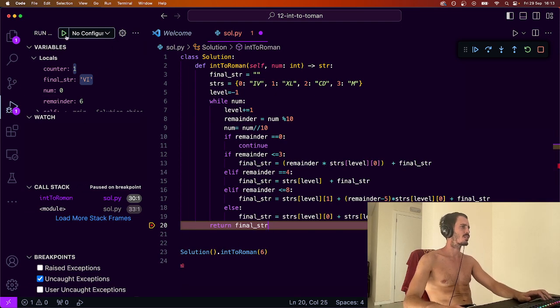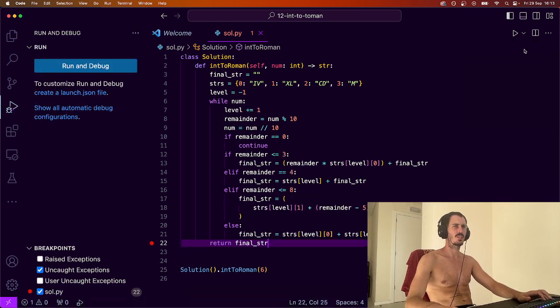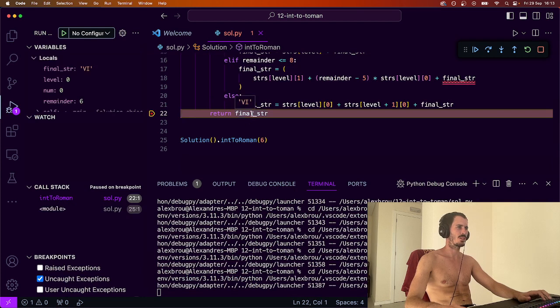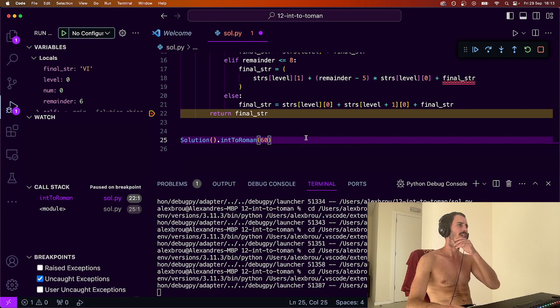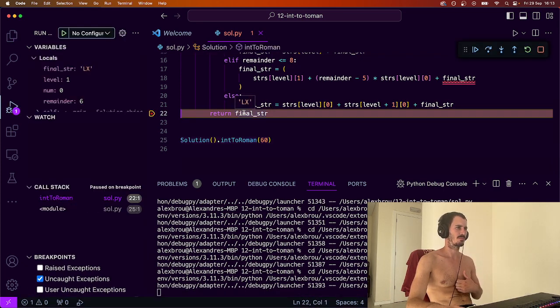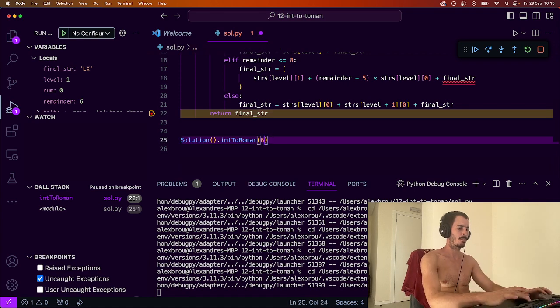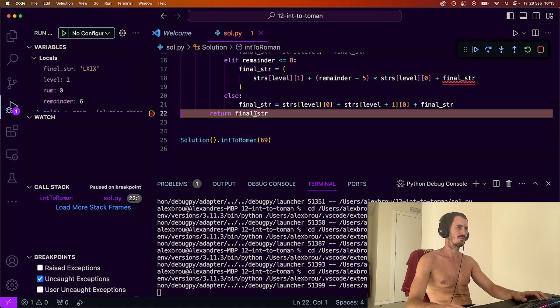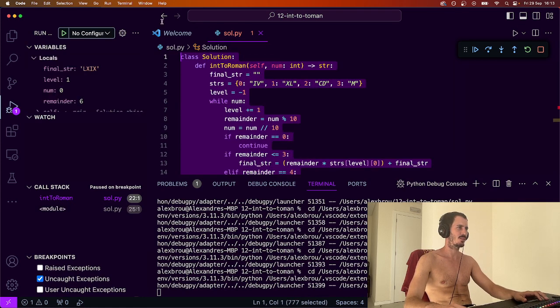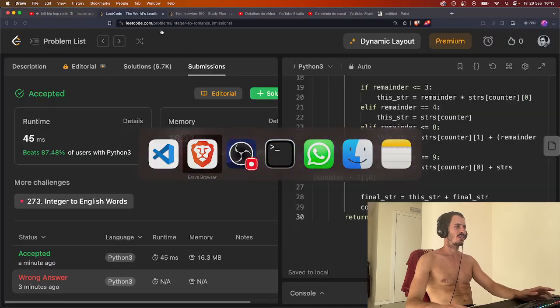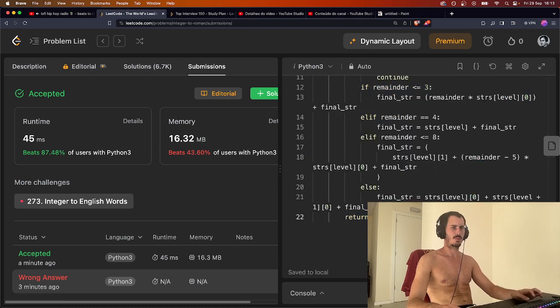Let's just give it a shot and see how it goes. Final string, VI. 60 should be LX, 69 should be LXIX. LXIX, okay. Let's just submit and see how it goes.